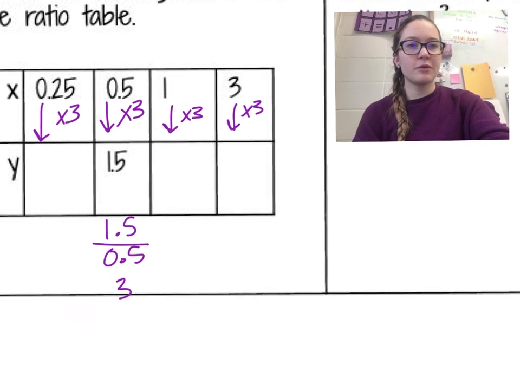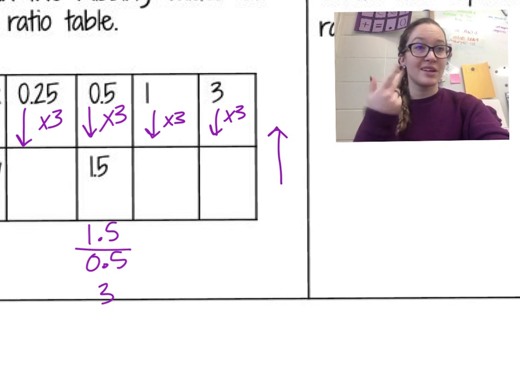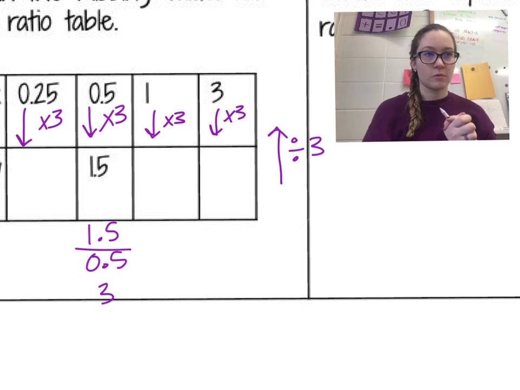Now remember that if you were to go the opposite way, if I was going to go to the bottom row to the top row, I would do the opposite operation, which is dividing by 3. Okay? So when you flip directions, flip operations.